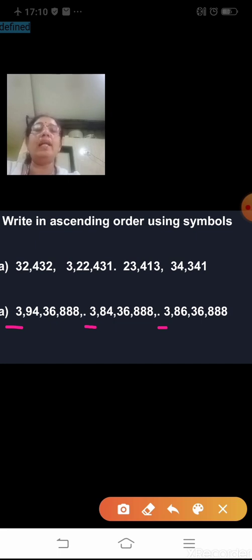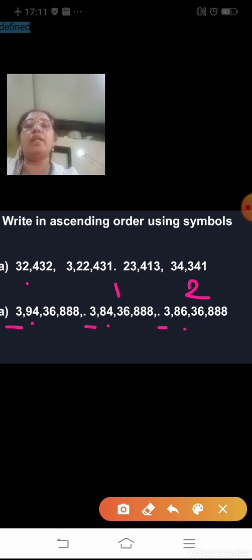So now when you are writing it in ascending order, you know how to compare the numbers. First, in the crores place, all the numbers are the same, that is 3. Move on to the second value, that is in the lakhs place. Here it is 94 lakhs, then 84 lakhs, and then 86 lakhs. So now which is smaller? This one, 3 crore 84 lakh. So you will write this first. Then from 94 and 86, which is smaller? 3 crore 86 lakh. So you will write this second, and the last number you will write is 3 crore 94 lakh.